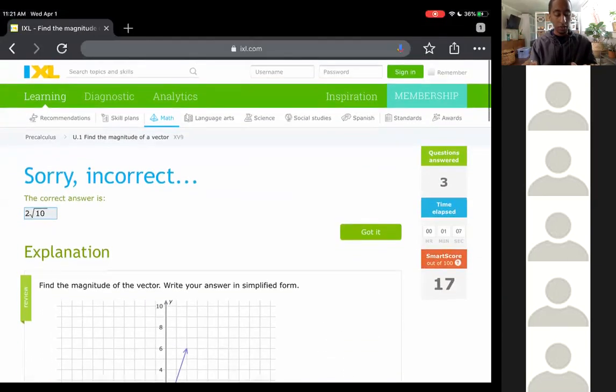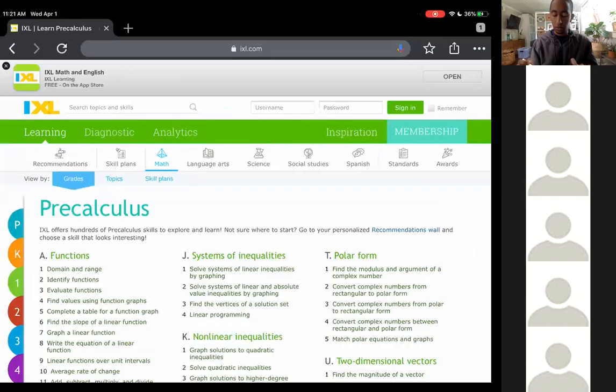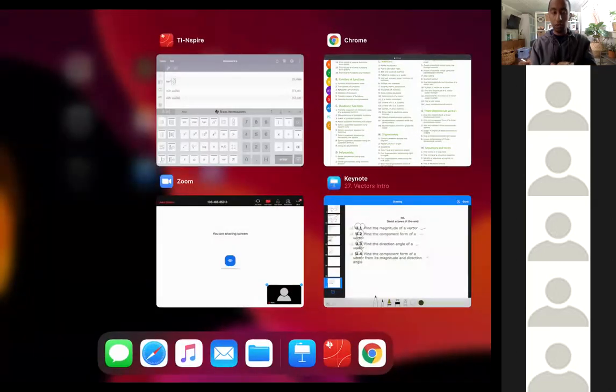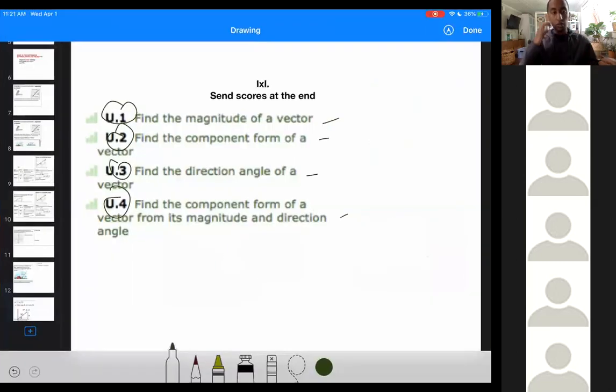So that's IXL. Again, you go to IXL, you log in. There's an app for it. You're just doing U.1 through U.4. I just think they have a good number of questions and a good source of questions for vectors. That's why I wanted to do it. I used to use it in past years with my classes. So that's what you'll do for the grading purposes.